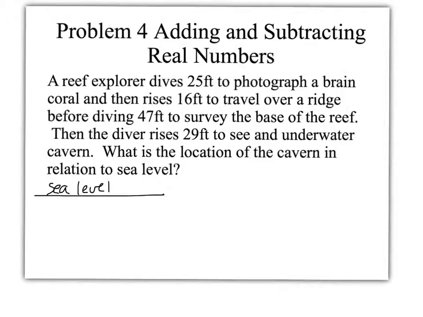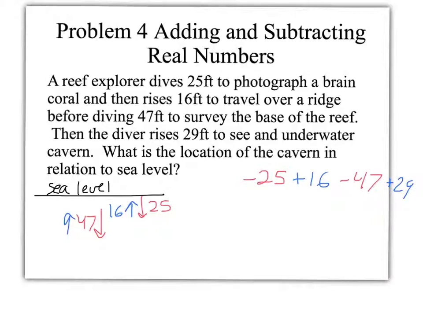Okay, so let's go through that again. He's going to dive 25 feet. That's going to be a negative 25. He then rises, so he comes up 16 feet. So that's going to be plus 16. And then before diving again, 47 feet. So that's going to be a minus 47. And then the diver rises, so he's going to come back up 29 feet to see an underwater cavern. What's the location of the cavern in relation to sea level?